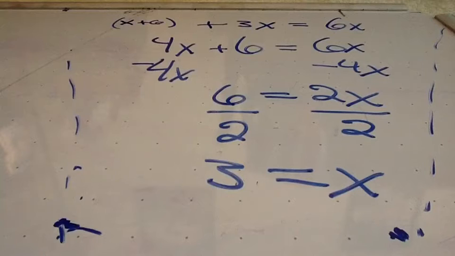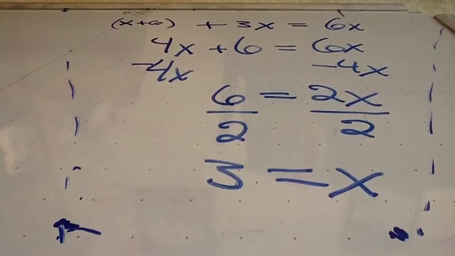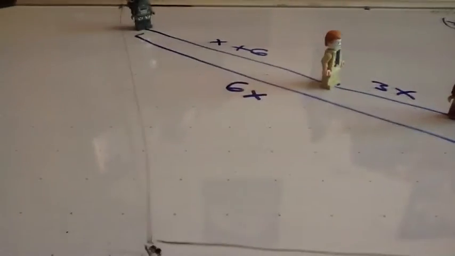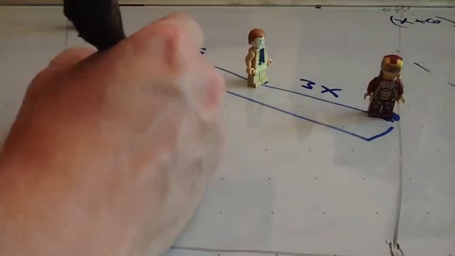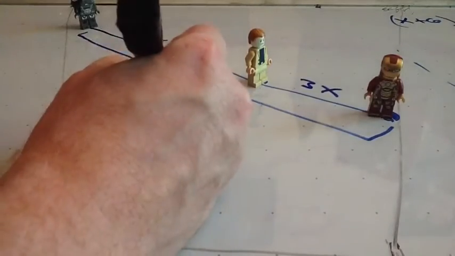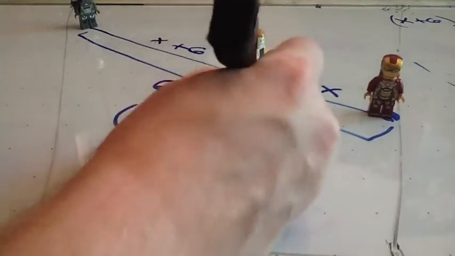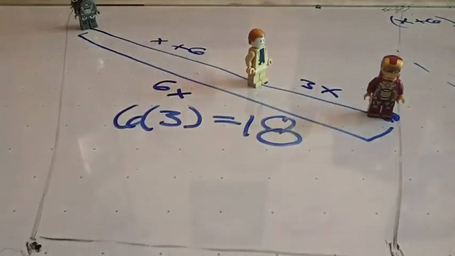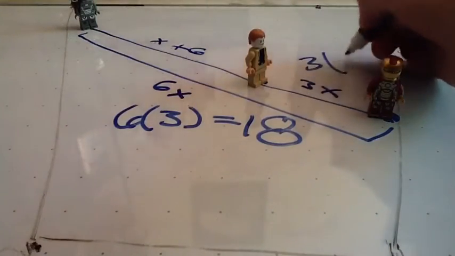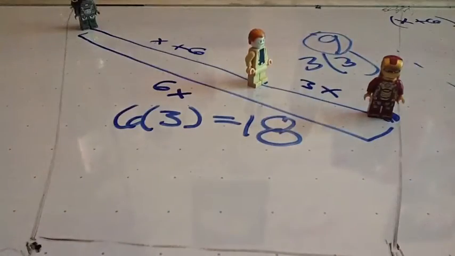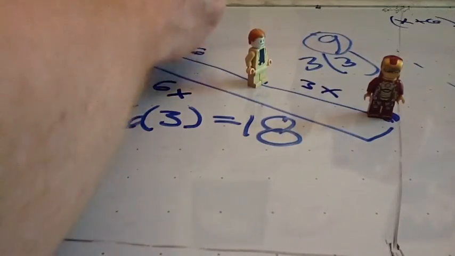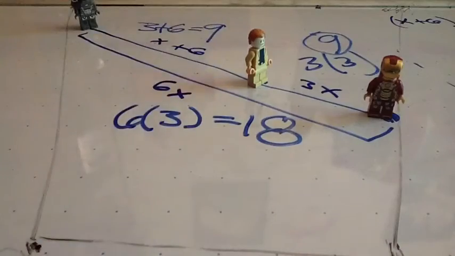So now I can go back and find out all those distances, can't I? Let's go find those out. So if I come back over here, x is 3. So this is going to be 3 times 6, which is 18. This is 3 times 3, which is 9. And this is 3 plus 6, which is also 9.